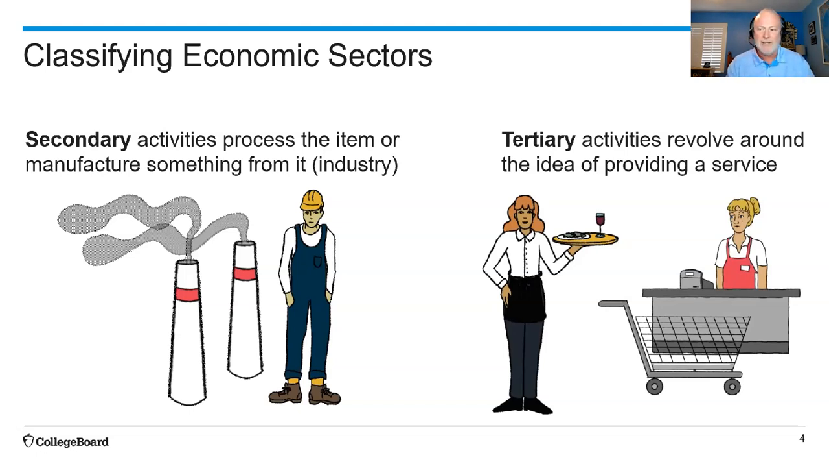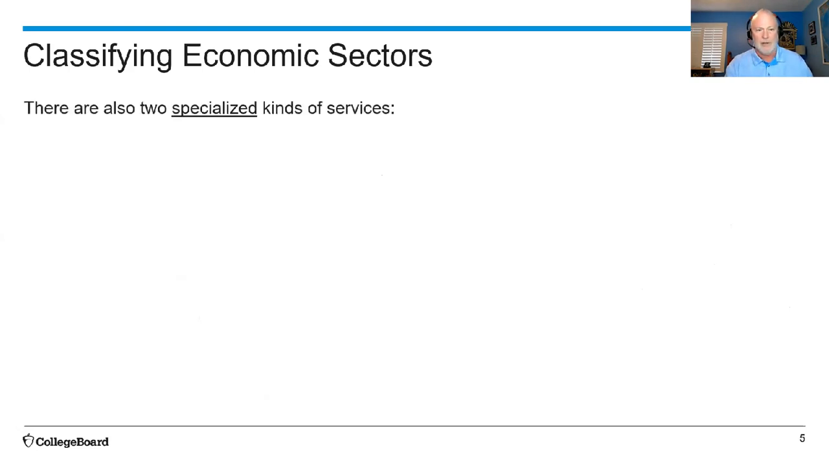And when we say services, these are going to be, again, the soft skills, basically the people who interact with us, the people who use knowledge, right? They're not necessarily making something, but they're providing a service for us. Now, the tertiary level in the modern world has been refined to also include some very special kinds of services.